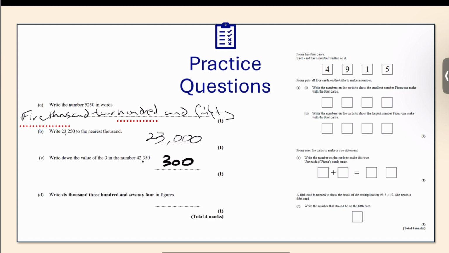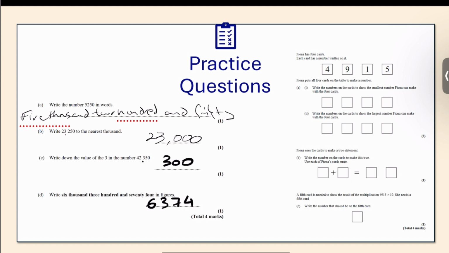Write the 6,374 in figures. So 6 in the thousands position, 3 in the hundreds position, 7 in the tens position, and 4 in the units or ones position. Okay. All right. Yeah, this makes sense.